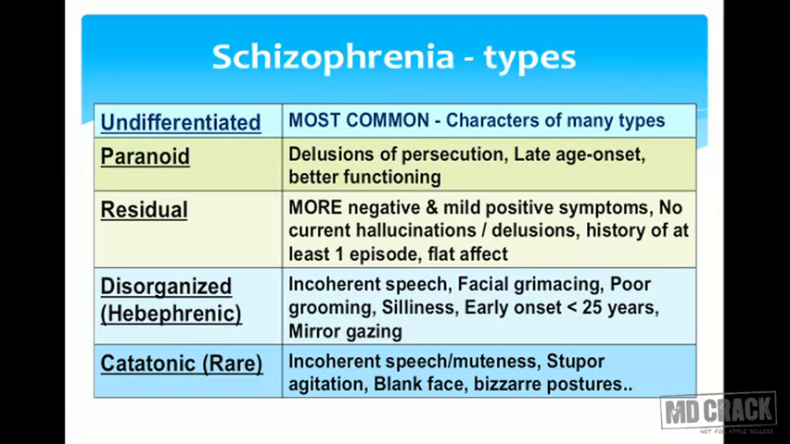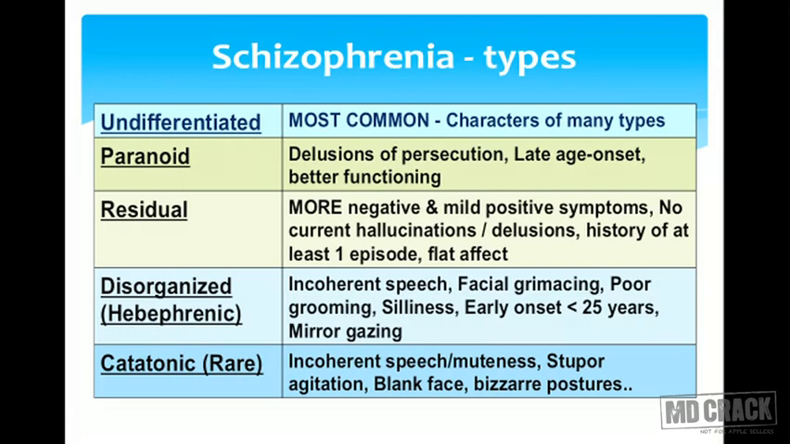Next one is disorganized or hebephrenic schizophrenia, in which the patient has incoherent speech, facial grimacing, and very poor grooming. These patients cannot dress themselves properly and are not bothered about it. There is loss of reality, naturally very poor grooming, and acts of silliness. This disorganized schizophrenia has a comparatively earlier age onset, less than 25 years. And the patient typically has a habit of looking into the mirror repeatedly, which is called mirror gazing.